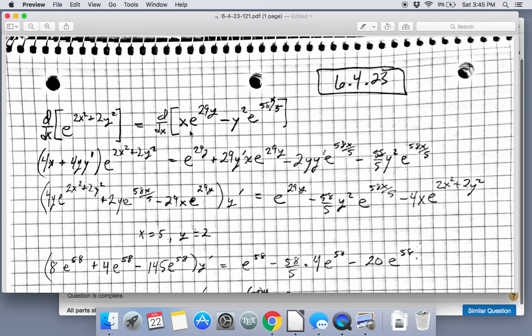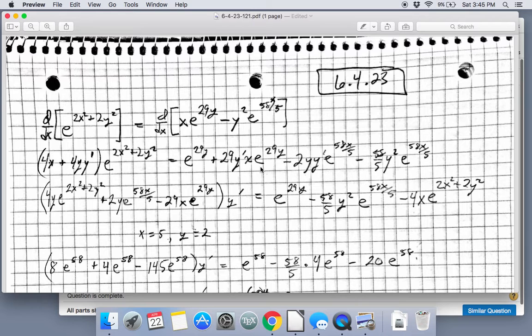In the first term here, the x e to the 29y, it's a product of two functions, so it's really the product rule. So the derivative of x is just 1. That's what gives me the first term. Then the derivative of e to the 29y, I get 29y prime from the chain rule, times x e to the 29y. And again here it's a product rule. I don't want to step through the entire thing, but differentiate the first thing, that's this 2y prime, times the second. Carrying the minus sign through, that's why I have a minus here. 58/5 comes from the chain rule, etc. So we have taken a derivative.